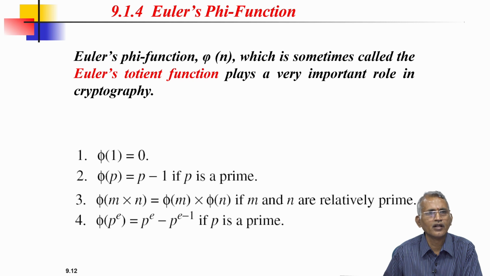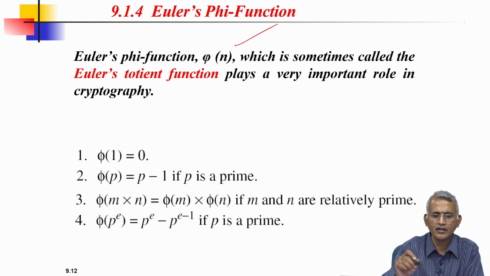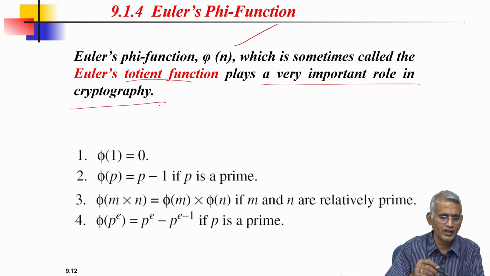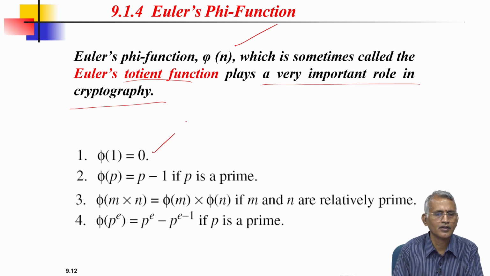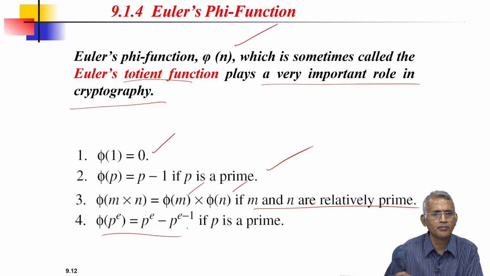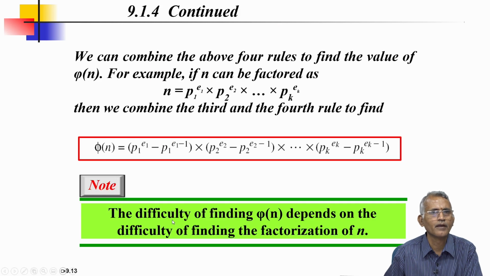And then the Euler phi function, phi of n, which is sometimes called Euler's totient function, plays a very important role in cryptography. The rules are: phi of 1 equals 1; phi of p equals p minus 1 if p is a prime; phi is a multiplicative function, so phi of m times n equals phi of m into phi of n if m and n are relatively prime; and phi of p power e equals p power e minus p power e minus 1 if p is a prime.